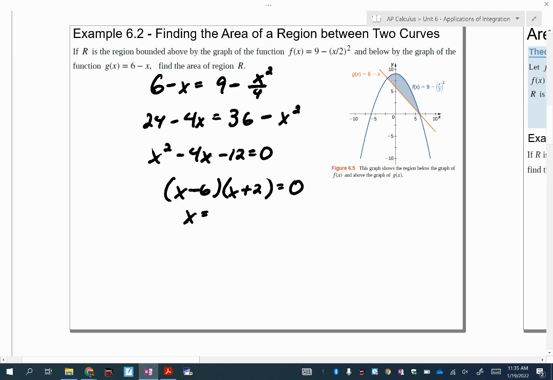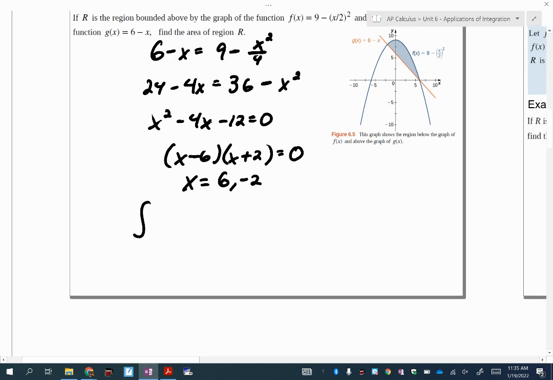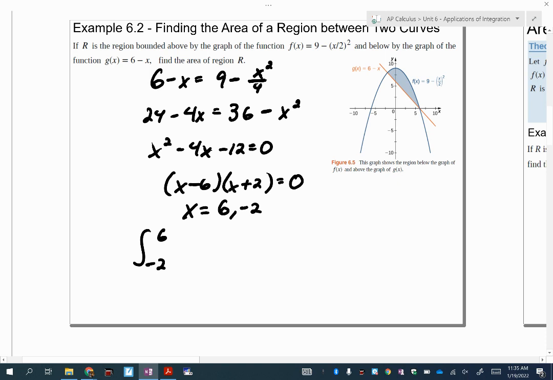So my limits of integration, or where these intersect, are going to be 6 and negative 2. And you can kind of see, eyeball it there in the sketch. So I need to find the integral from negative 2 to 6 of, and I'm going to do my subtraction again, the negative x squared over 4 plus 9 minus 6 minus x.